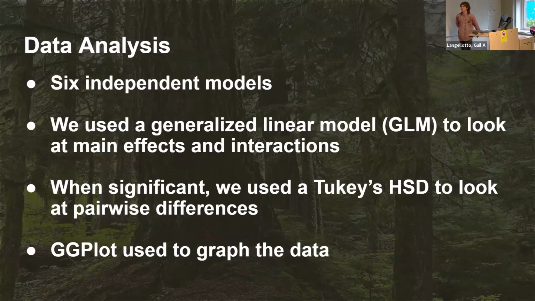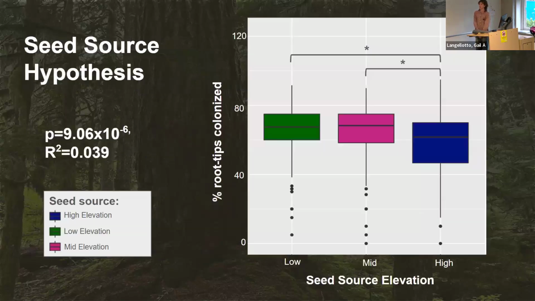Within the data, we used generalized linear models to look at the main effects and significance within the interaction. When significance was found, we used Tukey HSD pairwise comparisons to explore significance between treatments. We then used ggplot to graph the data. So now we're going to go and look at the results. First we have the seed source hypothesis. And you can tell that there is a significant difference between low and high elevation seed sources, as well as between mid and high elevation seed sources.